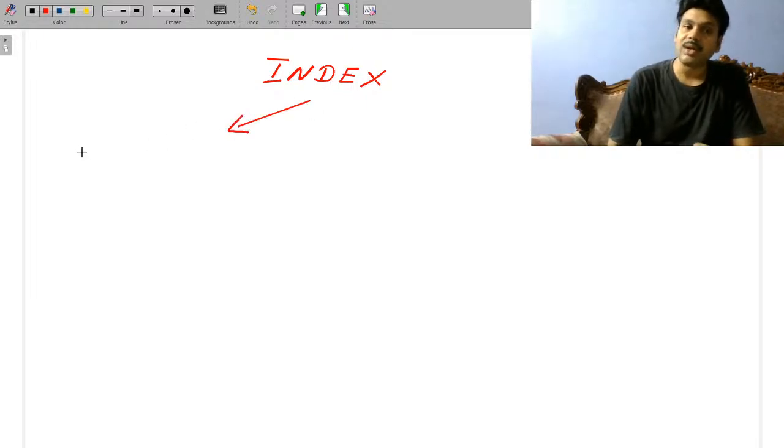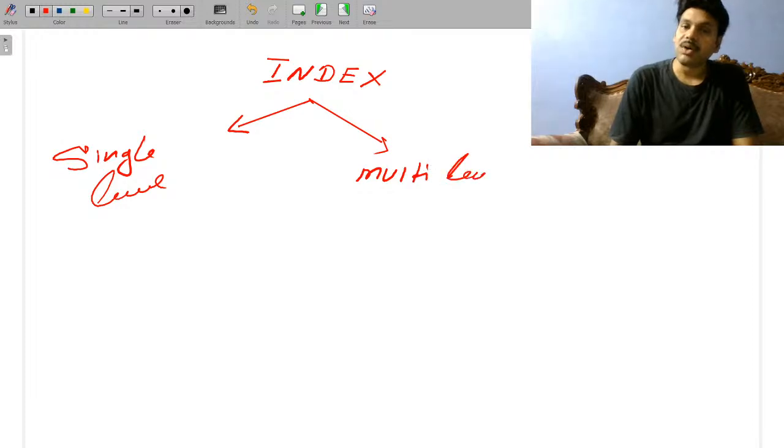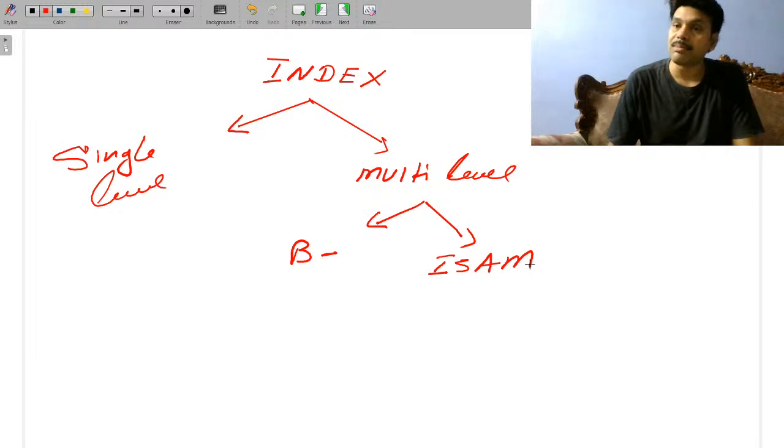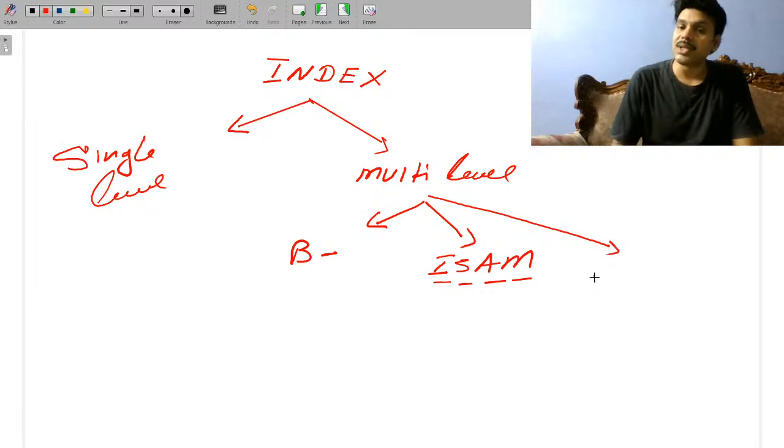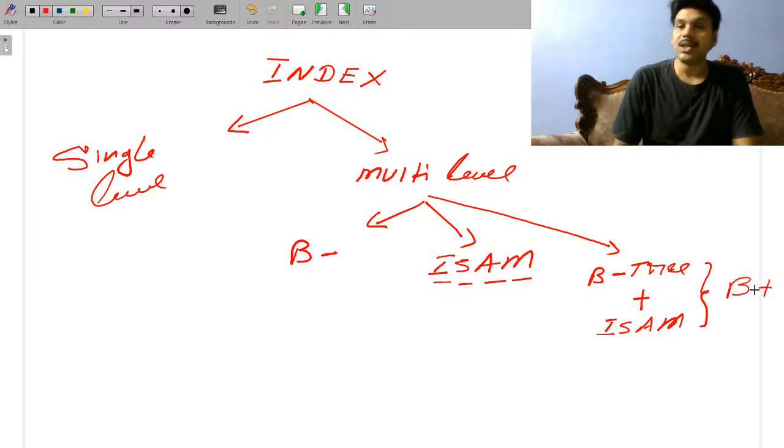In index, we have a concept called single level, and we have a concept called multi-level. When you talk about multi-level, there is a concept of B tree here, and there is a concept of indexed sequential access method, ISAM. Please observe, indexed sequential access method known as ISAM. Then what is the power of the B plus tree? The B plus tree has the power of the B tree and also the features of indexed sequential access methods. When you have these two combined together, it is the concept of B plus tree. So there is the concept of B tree, plus the concept of indexed sequential access methods.